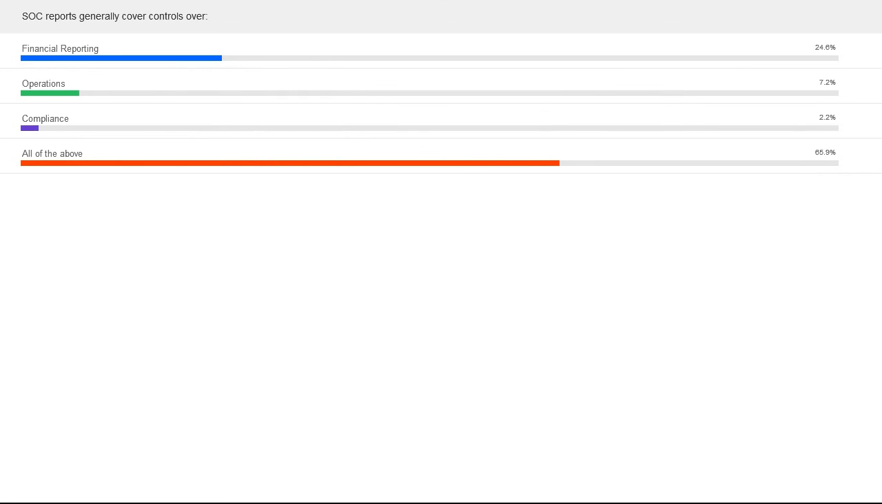So this was a quasi-trick question because I was expecting this type of response. The answer is all of the above. The SOC 1 reports generally cover financial reporting, and the SOC 2 and 3 are more notably covering operations and compliance. So everybody gets this one right.